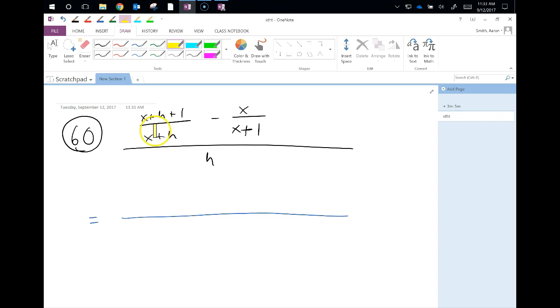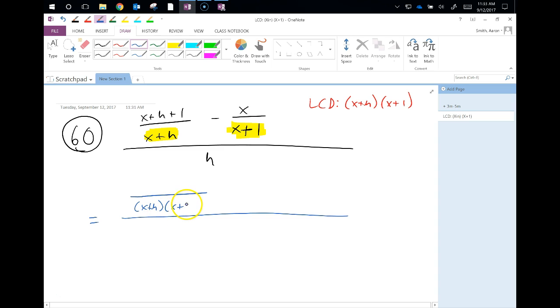So my common denominator in the top, I just want to make sure it includes each factor that is included in the top. It would be x plus h, x plus 1. So I'm going to have something over (x plus h)(x plus 1), minus something over (x plus h)(x plus 1).